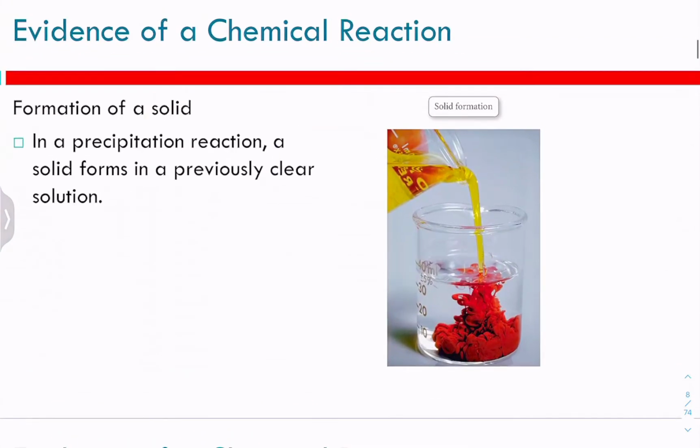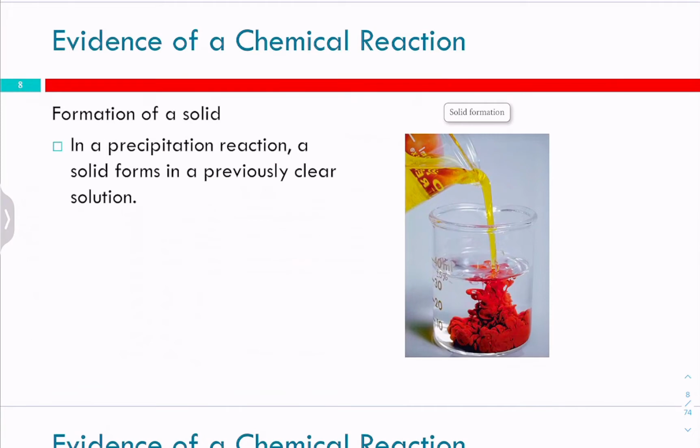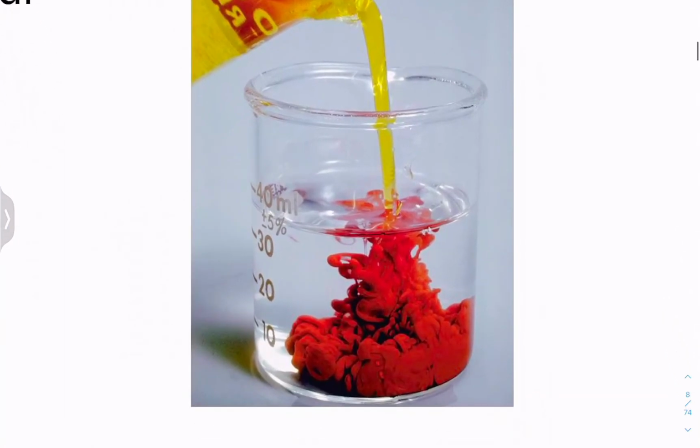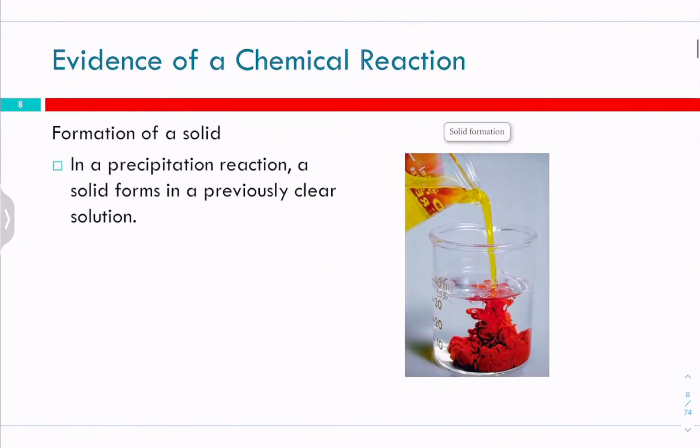Or formation of a solid. If you do get a precipitation reaction, you pour one liquid. Notice that this is a clear yellow liquid. If something's completely dissolved, it'll be a clear solution. If there's anything floating around in it, then it's either a suspension, kind of like sand or dirt floating in the water, or it's not actually dissolved. And then this is a clear solution here, but where the two meet, it's forming this cloudy solution. This cloud is actually solid being formed from a reaction between the two liquids. You'll get to do that one today too.